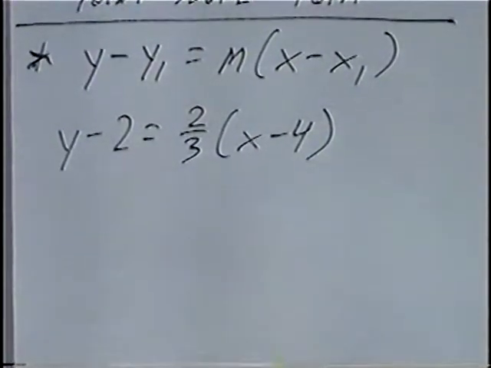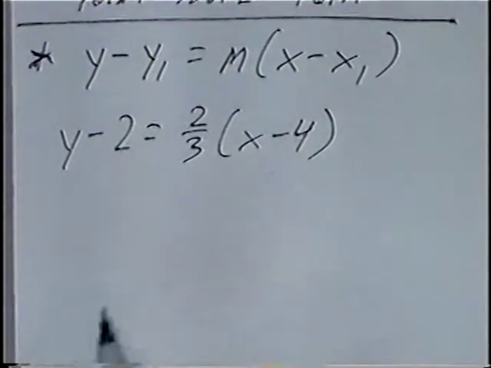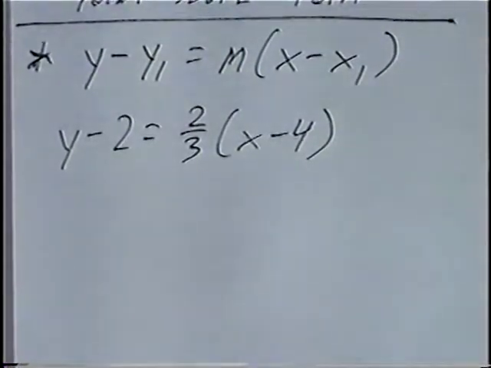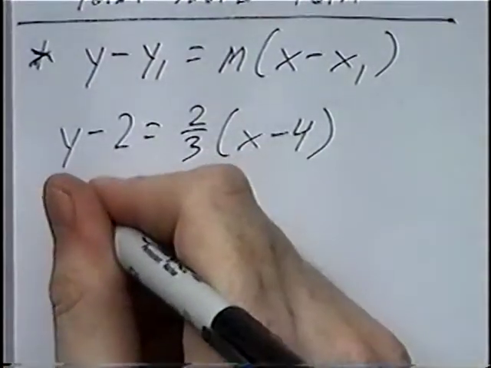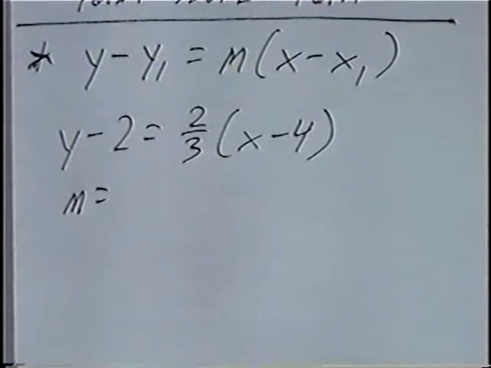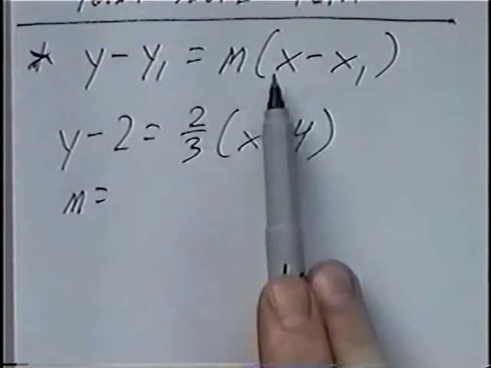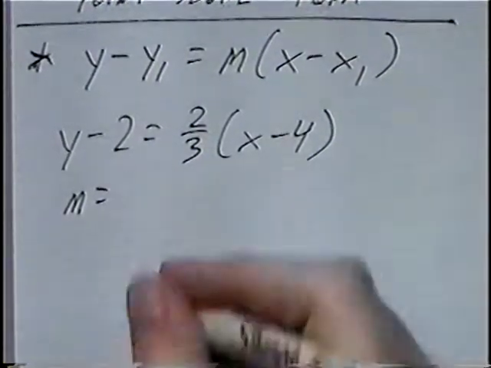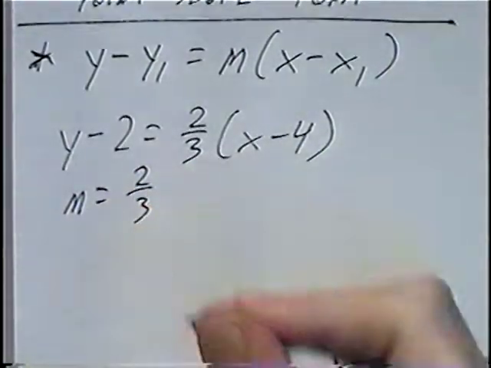From this equation, we can figure out what the slope is and also a point, which is x1, y1. In point-slope form, m is the number in front of the parentheses. So in this case, m equals 2/3.